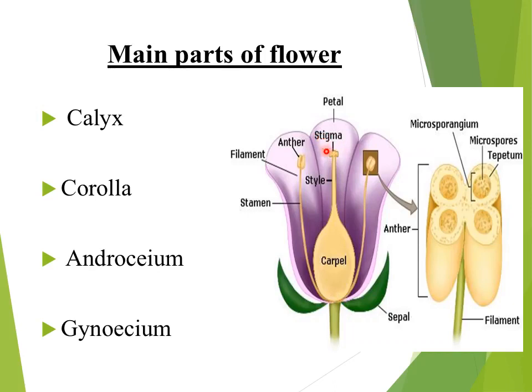Gynoecium, this is the fourth whorl of a flower, the innermost whorl, the most protective whorl in a flower. The unit of gynoecium is known as the carpel or the pistil. This carpel or pistil is divided into three parts: stigma, style, and ovary.